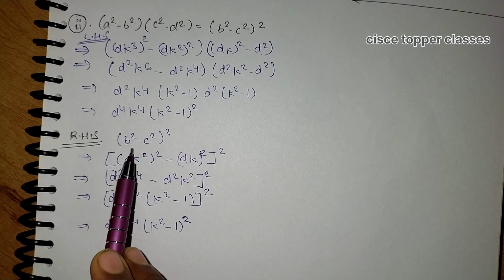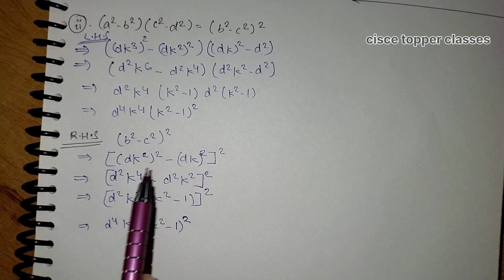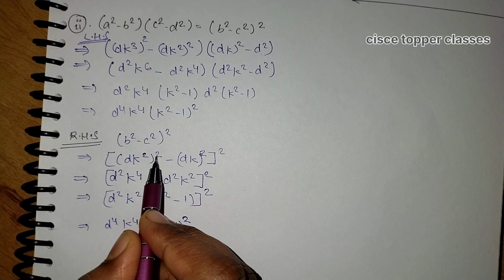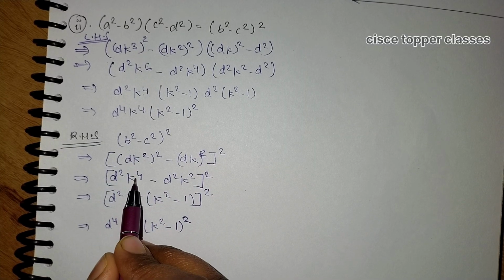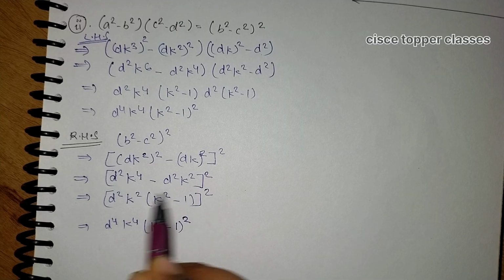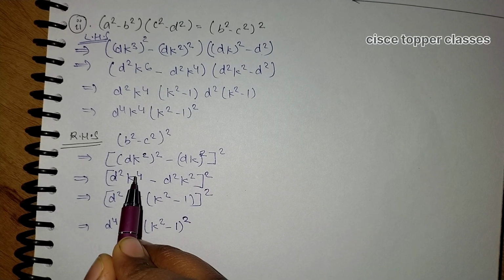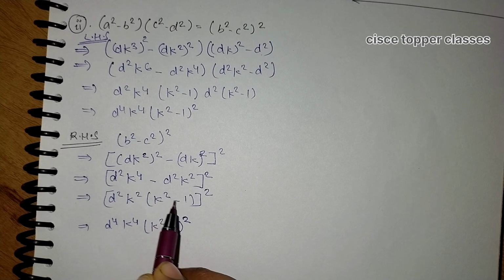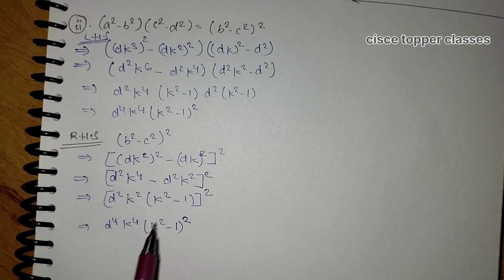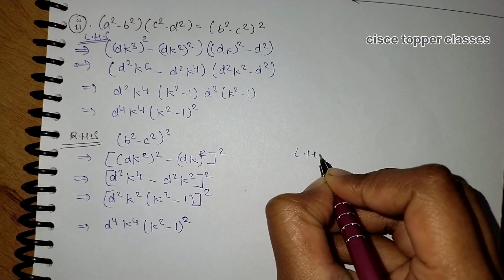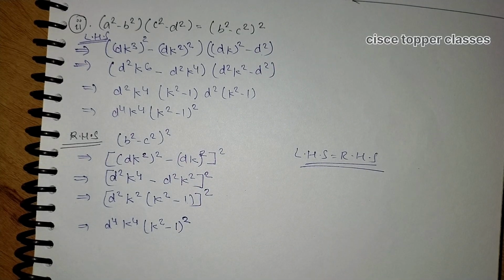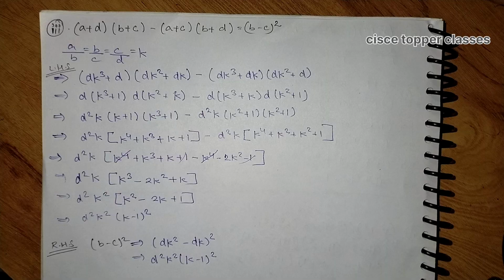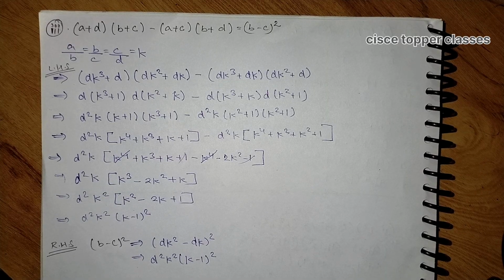And in RHS part, it is (B square minus C square) whole square, (DK square) whole square minus (DK) whole square, whole square. So it will become (D square K to the power 4 minus D square K square) whole square. D square K to the power 2 we will take common. So it will become (K to the power 2 minus 1) whole square. So this is only we have to prove. So LHS is equal to RHS in this question. Hence A, B, C, D are in continued proportion. And this is the solution of the second part of question number 23. Let us see question number 3 of 23 question.